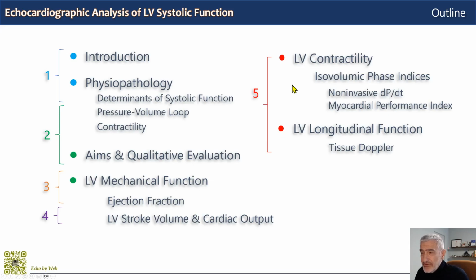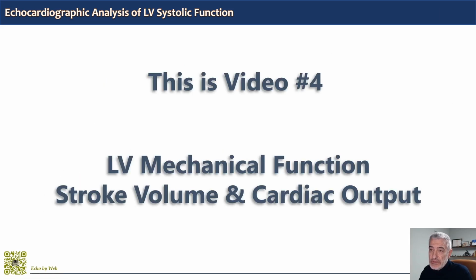And then we have the echocardiographic estimation of left ventricular contractility using isovolumic phase indices like the noninvasive dP/dt from mitral regurgitation and the myocardial performance index or TEI index. And we end with the analysis of left ventricular longitudinal function using tissue Doppler, because strain analysis will be the topic of a whole other video. And these are how they are grouped in the 5 videos. This is video number 4, talking about left ventricular mechanical function and specifically how to measure stroke volume and cardiac output.